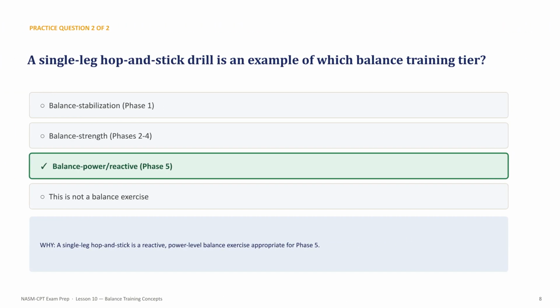One more question. A single leg hop and stick drill is an example of which balance training tier? Pause and think back to the 3 tiers. The correct answer is balance power, or reactive, phase 5. Here's why. A single leg hop and stick is a reactive, power level balance exercise, appropriate for phase 5.